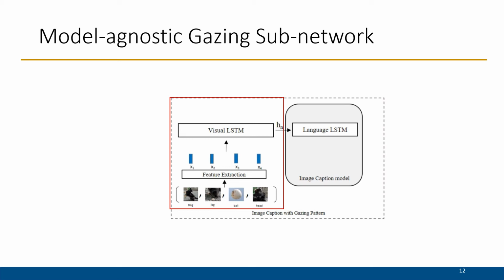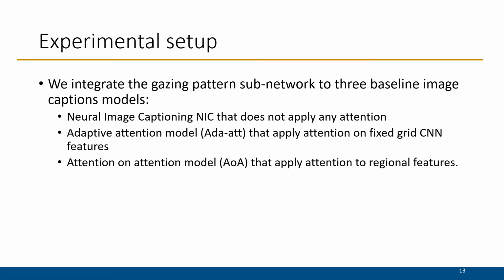We utilize an LSTM, we call it a visual LSTM, that takes the sequence of the gaze regions as an input and encodes it into a fixed size hidden vector. The visual LSTM is optimized with image captioning models such that the LSTM in the language model is initialized with the learned gazing pattern. We integrate the gazing pattern subnetwork into three baseline image captioning models, namely NIC, Adaptive Attention, and Attention on Attention.